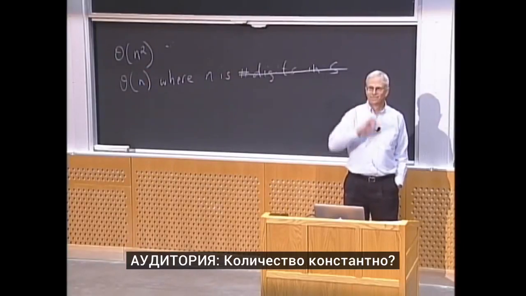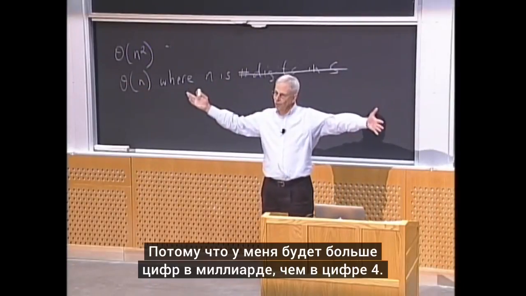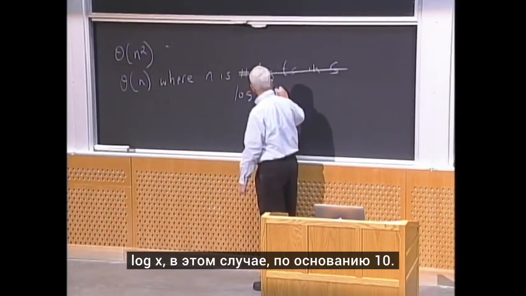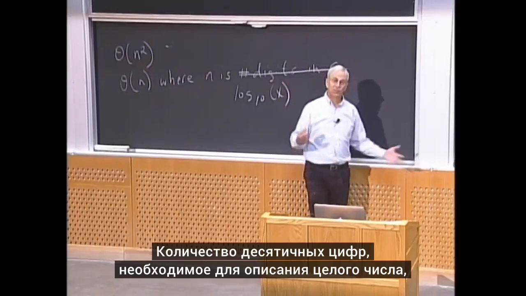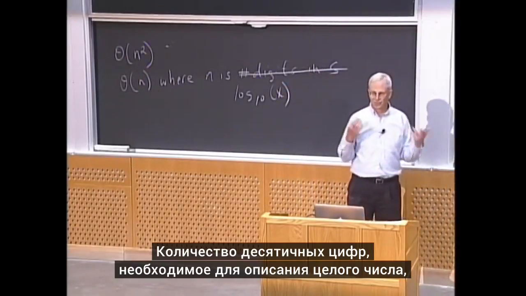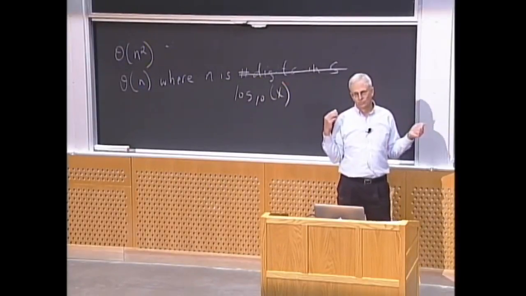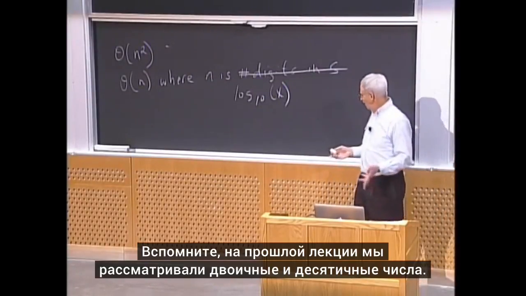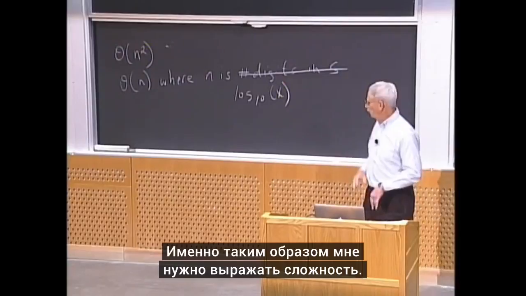How many digits? Yeah. It's not constant, no, because I'll have more digits in a billion than I will in 4. Right, log, in this case base 10, of x. The number of decimal digits required to express an integer is the log of the magnitude of that integer. When we looked at binary numbers and decimal numbers last lecture, that was exactly what we were doing. So that's the way I'd have to express this.